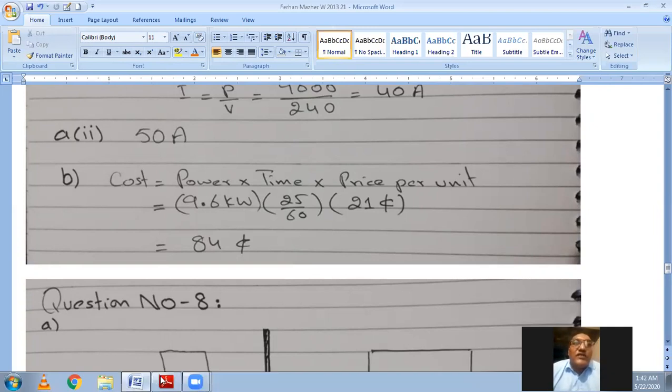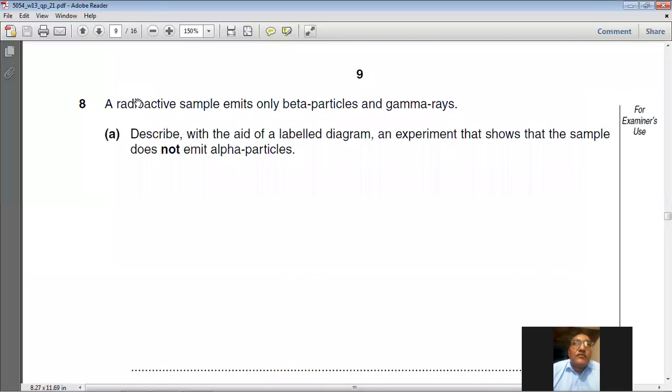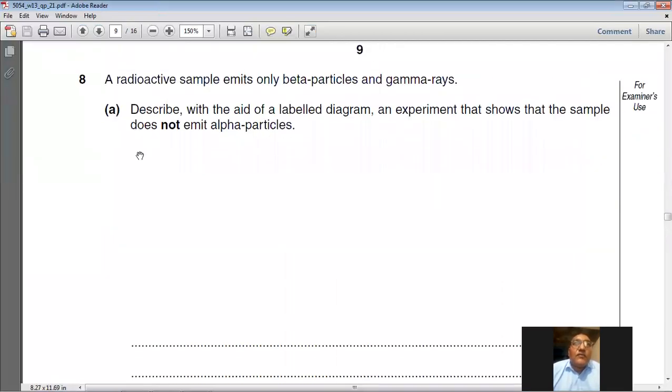I hope that you have understood it. Question number 8 is on your screen. A radioactive sample emits only beta particles and gamma rays. Describe with the aid of a labeled diagram an experiment that shows that the sample does not emit alpha particles.